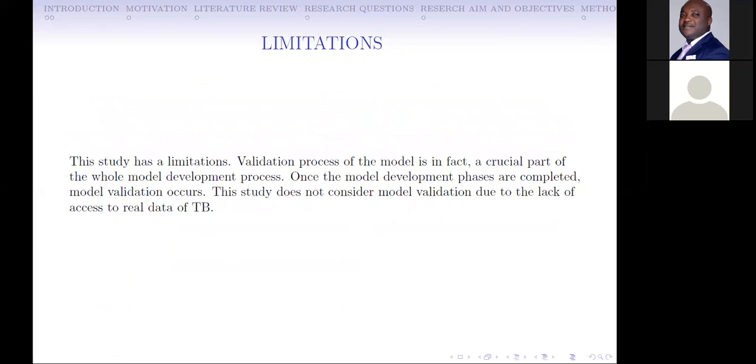The limitation of this study. This study has some limitations. Validation of the model is a very important part of the whole modeling process. Once the model development phases are completed, model validation occurs. This study does not consider model validation because of the lack of access to real data of TB.